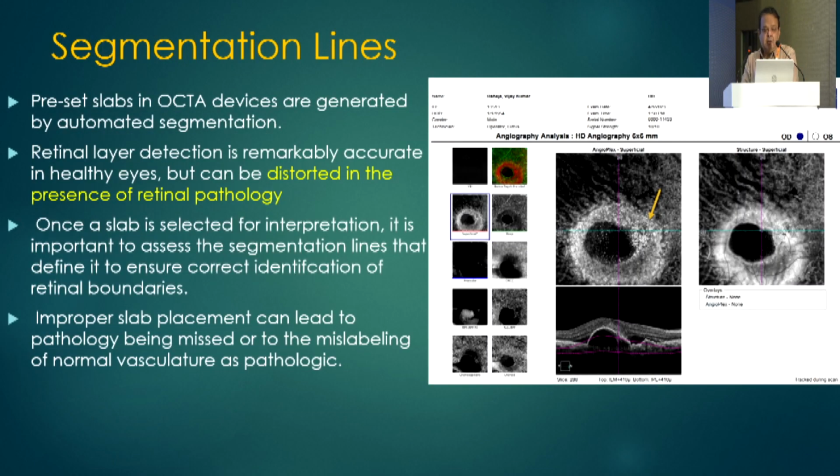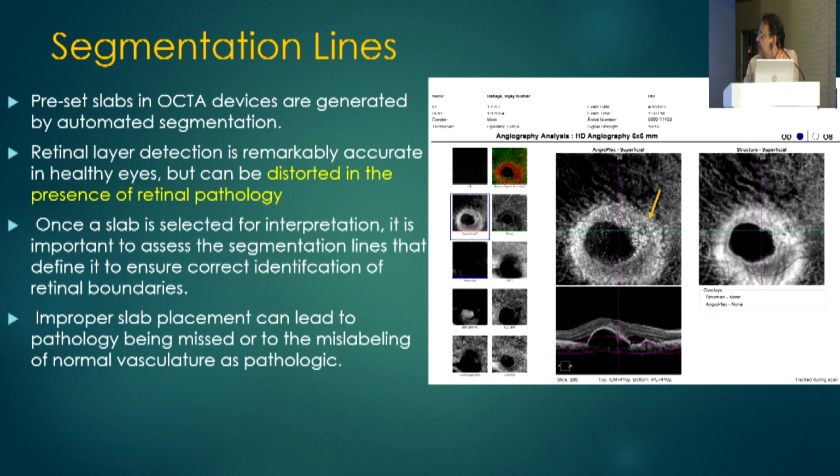Segmentation line, we have talked about before also. Preset slabs in OCTA devices are generated by automated segmentation. And many times, because of pigment epithelial detachments, you are not able to detect where the lesion is. So you can see here, we are scanning the superficial, but I have done a manual segmentation. I have brought it down, you have to click here and roll your mouse, and this segmentation line comes here. And in this patient, you can see a BVN, which is suggestive that this is a patient of polypoidal choroidal vasculopathy.